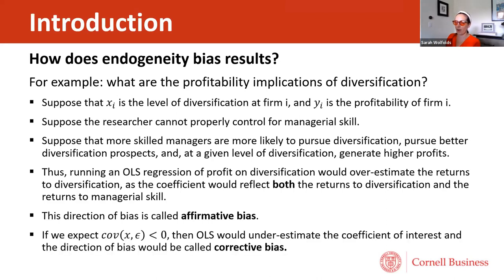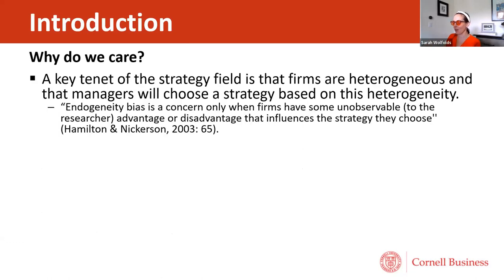On the other hand, if the covariance of x and the error term is less than zero, then OLS would underestimate the coefficient of interest and you would have what we call corrective bias. I'll be returning a lot to this directionality, and that's why I bothered putting up these first two slides. I think this is actually really key.